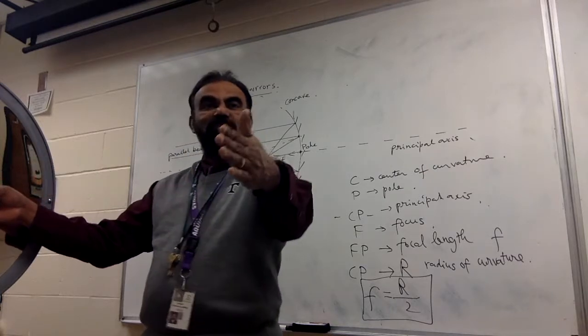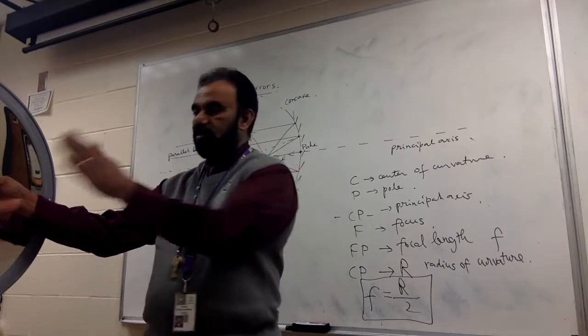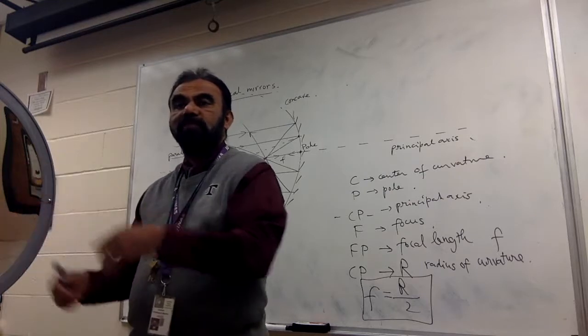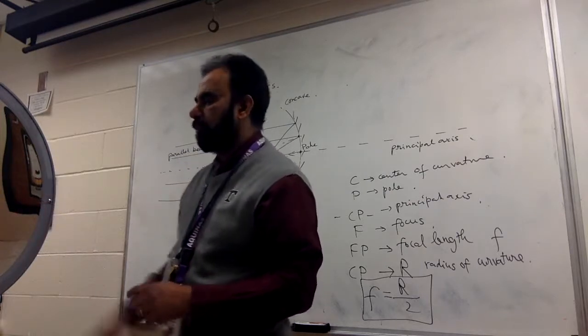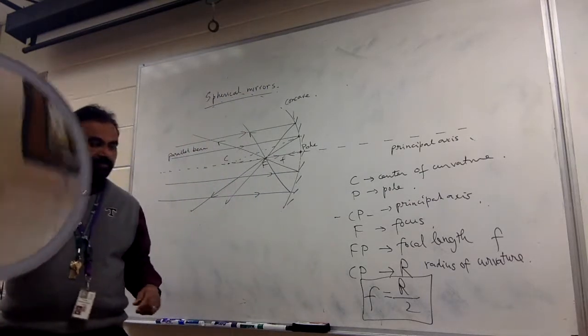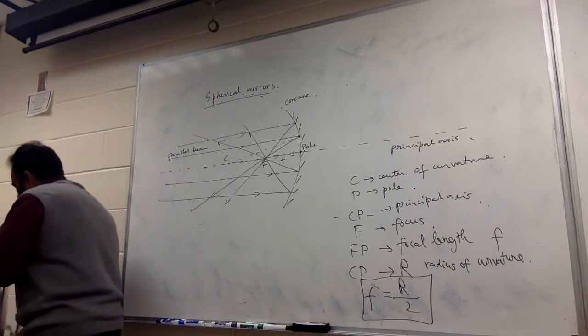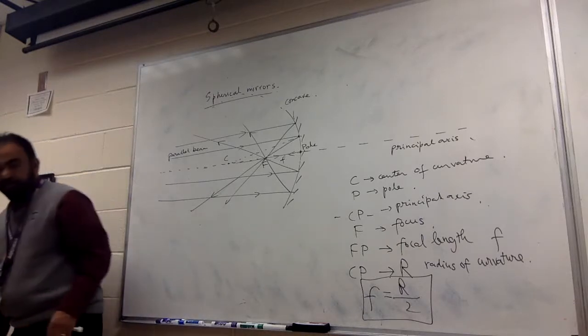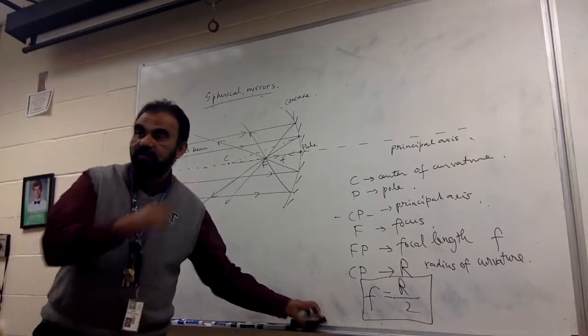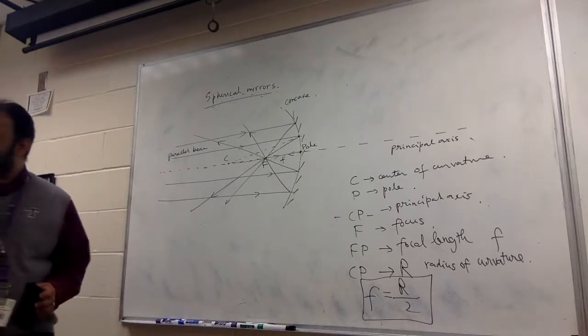Okay. So if the radius of curvature is 60 centimeters, the focal length will be 30. Is this clear?